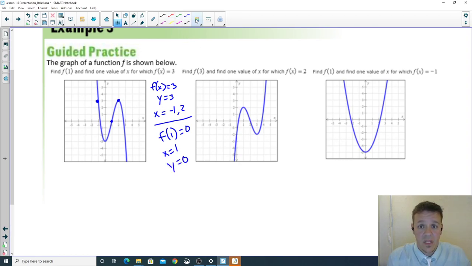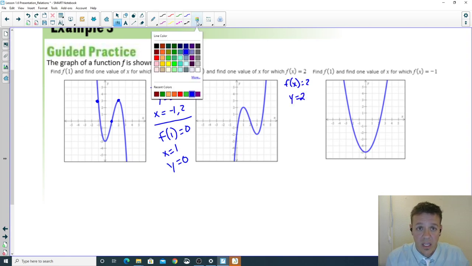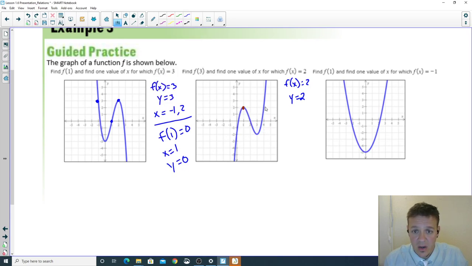f of 3, same thing. So I'm going to go f of x equals 2, right? Which means y equals 2. And when y equals 2, it's kind of the same setup. So y is 2. I got a point here. I got a point here. That means x is 1 or 4.